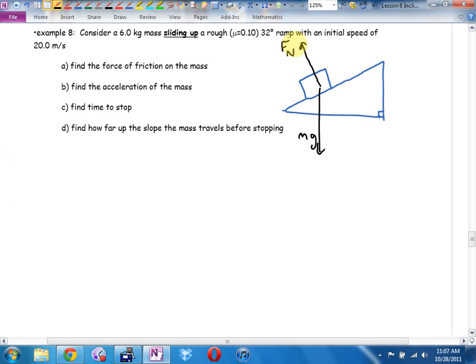Now I'm going to break gravity into its components. Here is the parallel component. Here is the perpendicular component. Oh, and Brett, this angle here is 32 degrees. This angle here is 32 degrees.